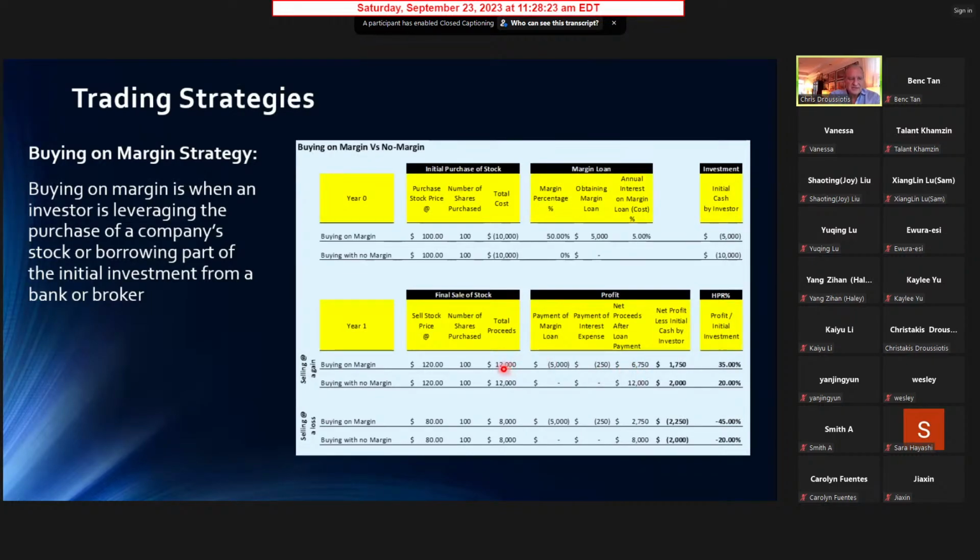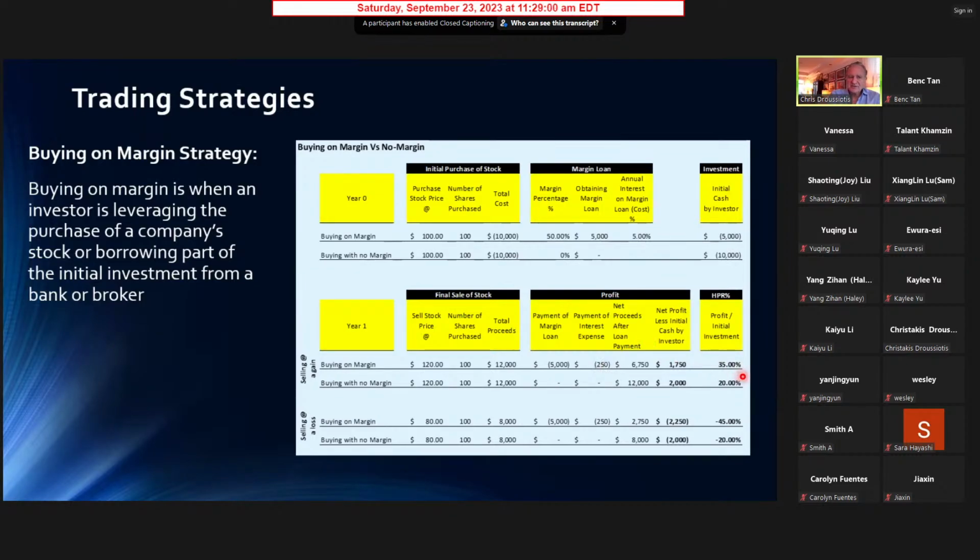So if you take 12,000 minus 5,000 minus 250, I get 6,750 of net cash. If I subtract the 5,000 I put in, I made 1,750. But because I put in less money, 1,750 divided by 5,000, my return now is a 35% return. I mean, think about it. I put in 5,000, I got back 6,750, so I made 1,750. Because of the leverage and how cheaply you can borrow, you can make more money.